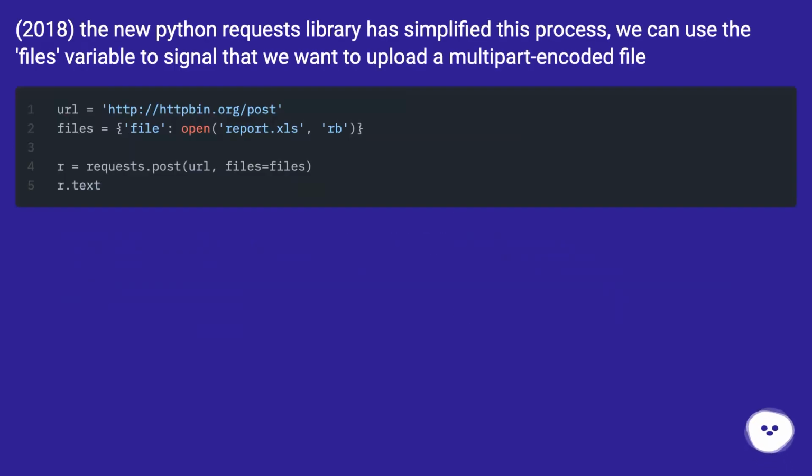In 2018, the new Python requests library has simplified this process. We can use the files variable to signal that we want to upload a multi-part encoded file.